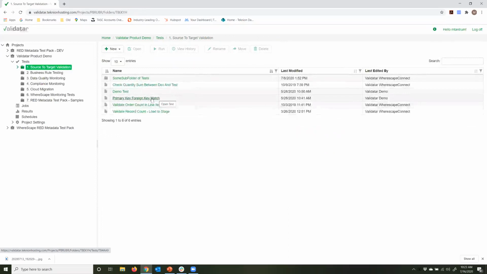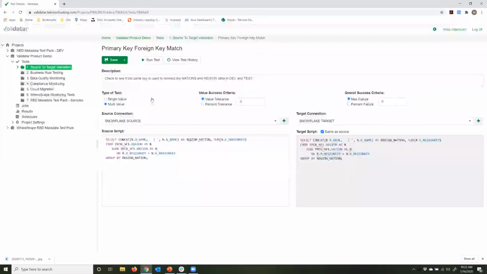Perhaps let's look at a primary key, foreign key match between two tables. Now the difference here is that we're going to see whether the foreign keys for nations and regions are the same. So this is a multi-value test. Instead of a single value, I'm going to compare two sets of values. Again, I want an exact match, but I have a further set of criteria now.